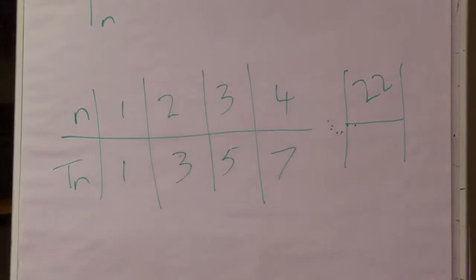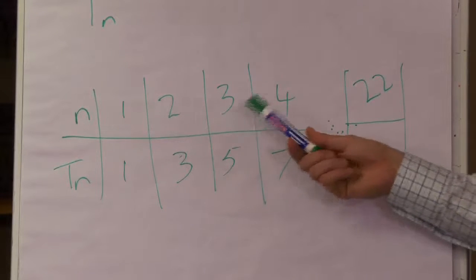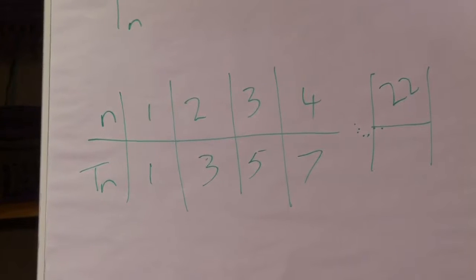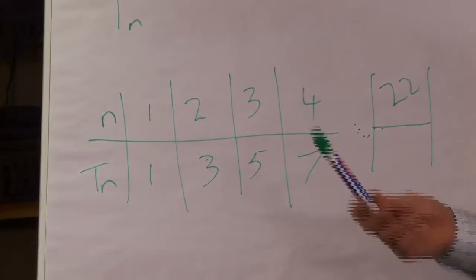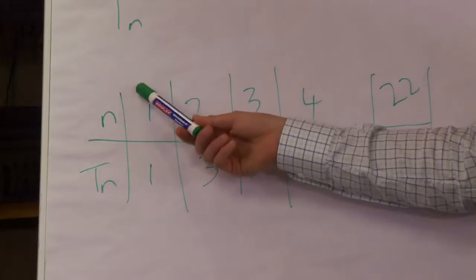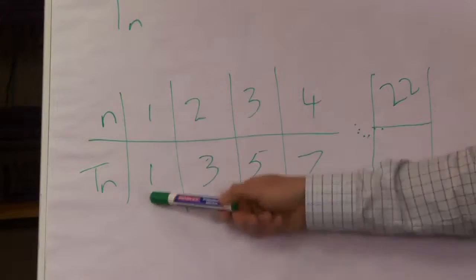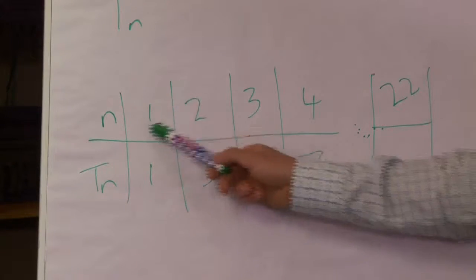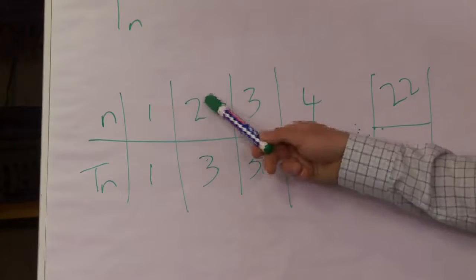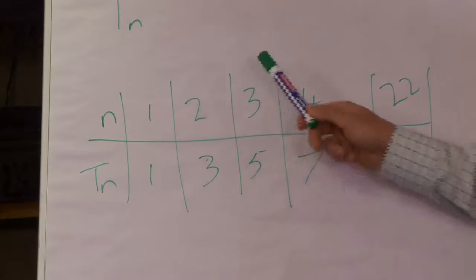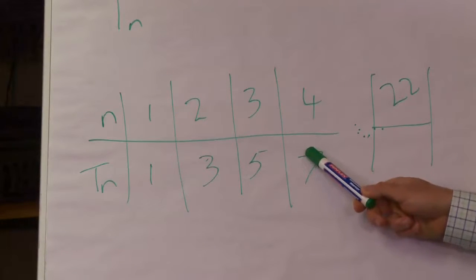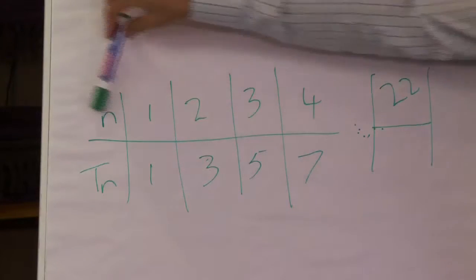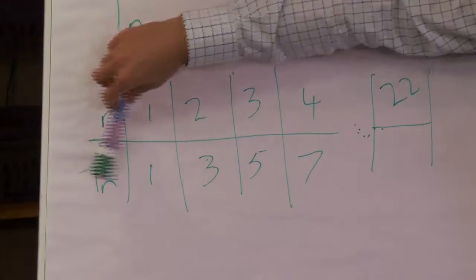The n is telling us which specific term we're talking about. So n is the specific position in the sequence. What position is this number? This is term 1, so it's in position 1. This one is term 2, so it's in position 2. This one is term 3, in position 3. Term 4, in position 4. So what we want to work out is how we can link the n to the number that we got here.